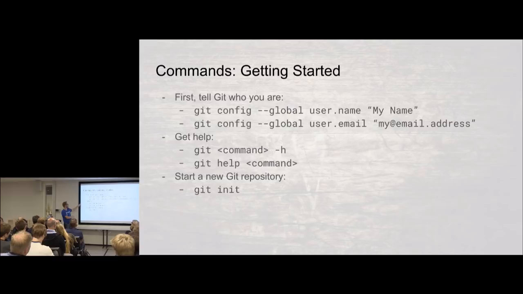First, when you start using Git, you should tell Git who you are. Basically, configure your user.name and your user.email so that when you create these snapshots, the author line that identifies who made these commits actually makes sense.